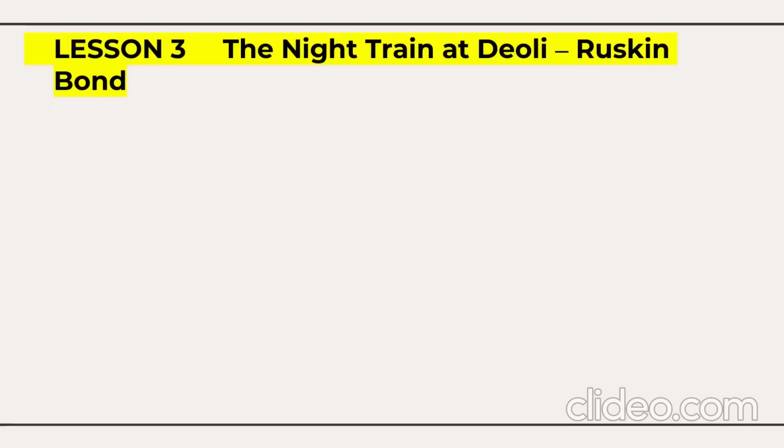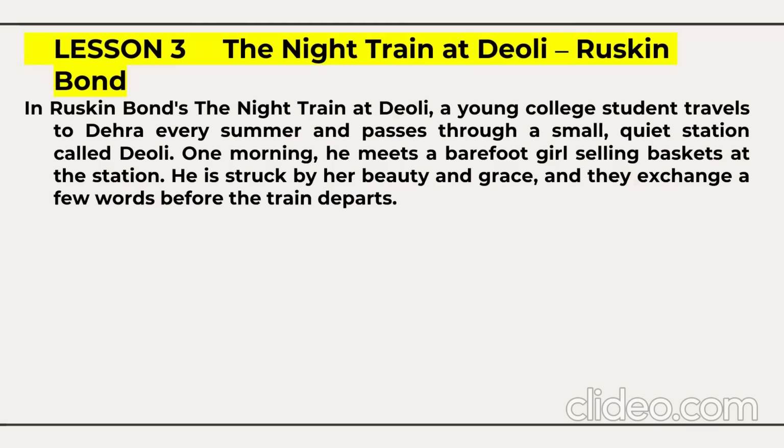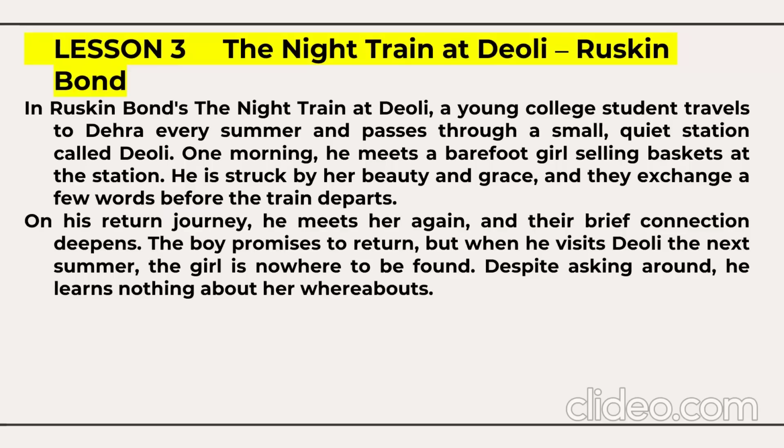Now, lesson number 3, The Night Train at Deoli by Ruskin Bond. In Ruskin Bond's Night Train at Deoli, a young college student travels to Dehra every summer and he passes through a small, quiet station called Deoli. One morning, he meets a barefoot girl selling baskets at the station. He is struck by her beauty and grace. They exchange a few words before the train departs.